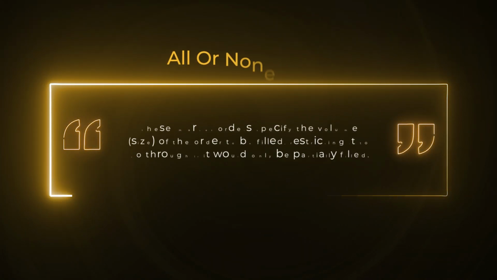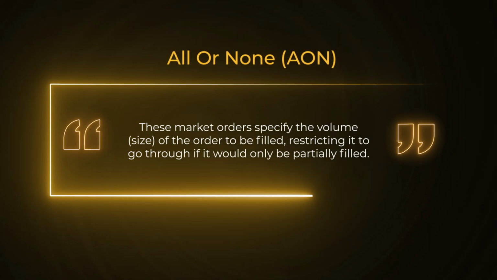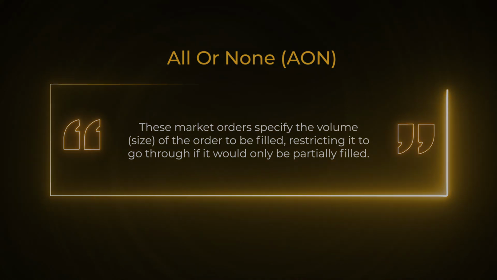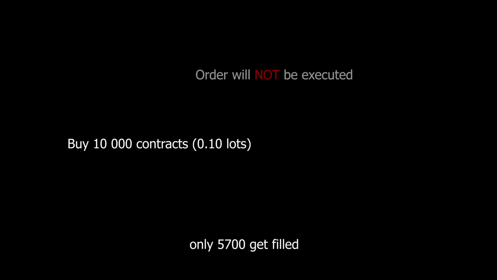All or none, or AON, orders specify the volume or size of the order to be filled, restricting it to go through only if it would be completely filled. For example, if I want to buy 10,000 contracts, but only 5,700 could get filled at the requested price, in this scenario, the order will not be executed unless all 10,000 contracts get filled.